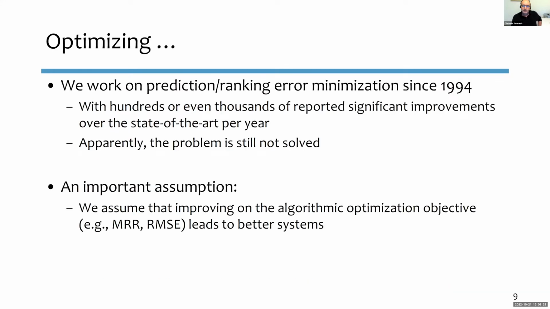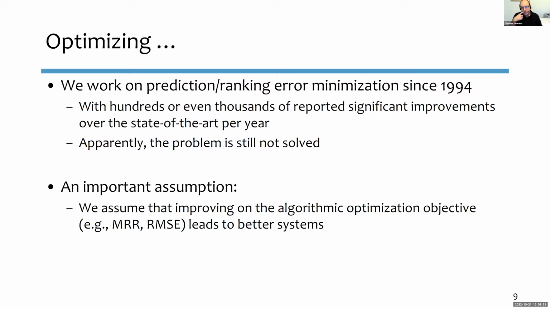So now we can say in some ways, we in our community in the academic field have worked on rating prediction and optimizing rankings since 1994 at least. And we have hundreds or even thousands of papers every year with significant improvements in every single paper over the state of the art. And interestingly, the problem still isn't solved, it seems. If you go to RecSys, KDD, or CIKM, you have a lot of papers on admittedly other types of problems, but the nature is the same.